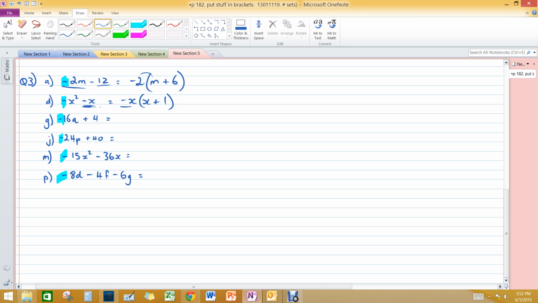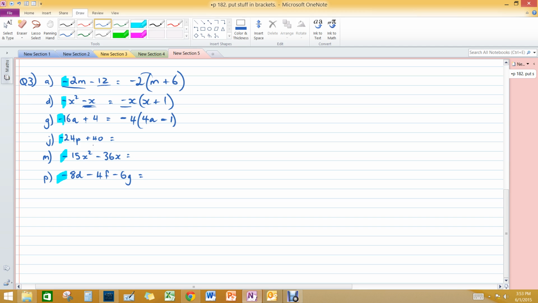For the next one, we've got negative 16a plus 4, so our common factor is going to be negative 4. We open up our brackets. Negative 4 times 4 is going to give us 16, and we need an a there as well. Now, because we've got a positive here, and we've got a negative out the front of our brackets, negative 4 times negative 1 is going to give us positive 4, because the negative and the negative gives us a positive.